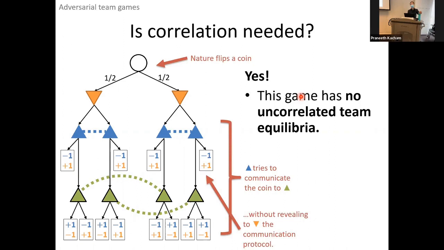In order for blue to succeed, blue has to randomize between two possible communication protocols, which means in particular, green and blue have to correlate. This was very brief, but hopefully I gave you some intuition for why correlation is needed in this particular game. Blue has to communicate one bit of information to green, the value of the coin. But blue cannot reveal to orange how that communication is happening, or else orange can win, because if orange plays the same action as blue, orange just straight up wins.